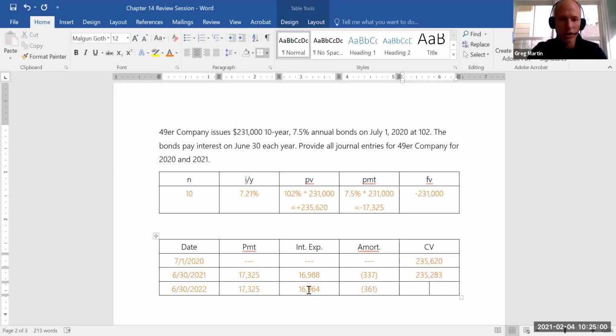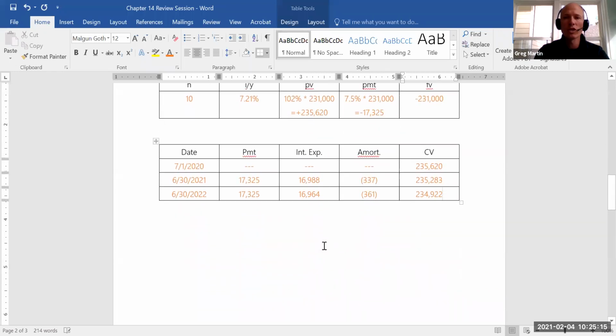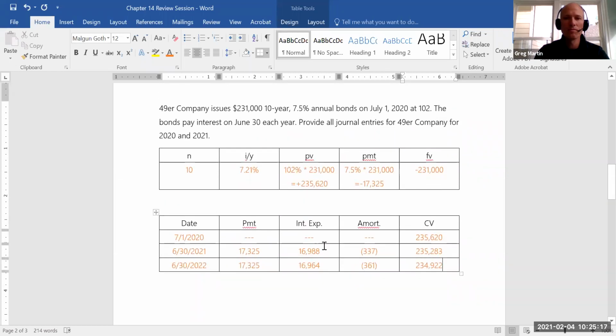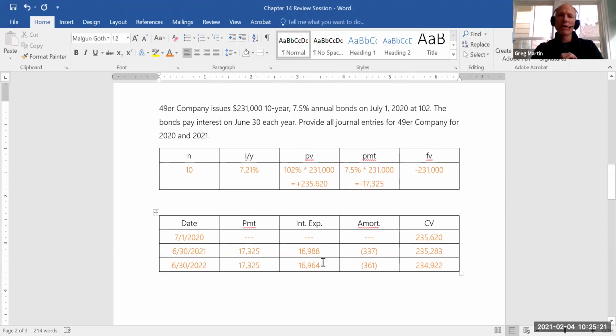So the new carrying value is $234,922. And that process would continue for another 8 years. But of course, we only need to go through here because now we've taken ourselves all the way to the end of 2021. There's no reason to do any more calculations. All right, so how are we feeling about the TVM and the amortization table before we actually start doing journal entries?